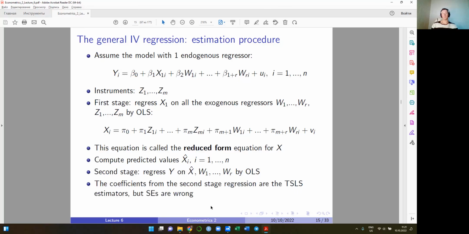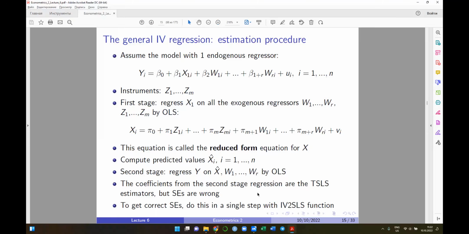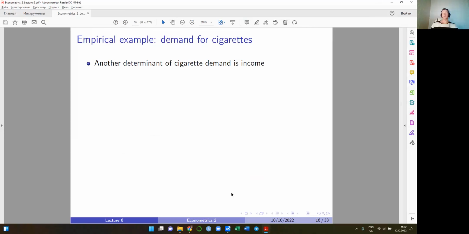As before, if we perform this in 2 steps and both of these steps are using OLS, standard errors are wrong, but estimates are going to be correct. So therefore, we need to apply this IV 2SLS function in Python. In any other software, the functions might be different. So let us apply this to the example.